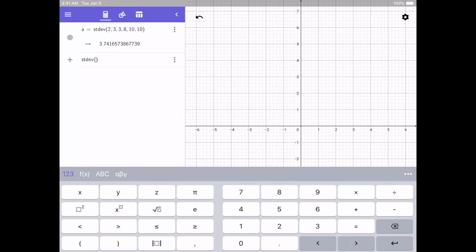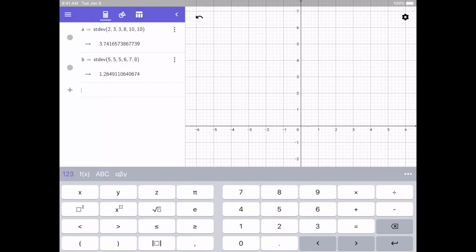This time I'm going to do a data set that has 3 5s, so 5, 5, 5, 6, 7, and 8. So this time my standard deviation is 1.26.